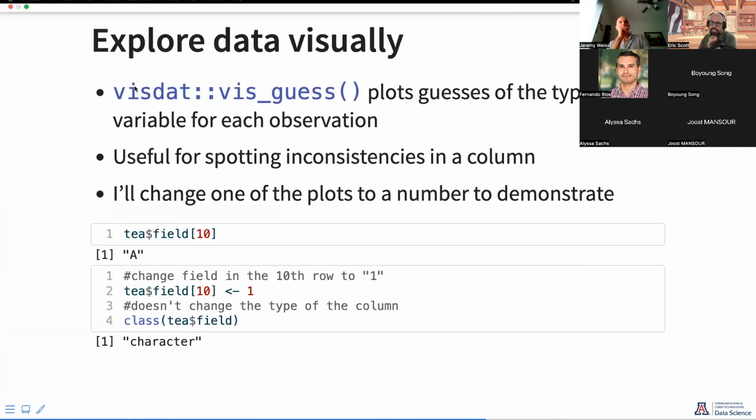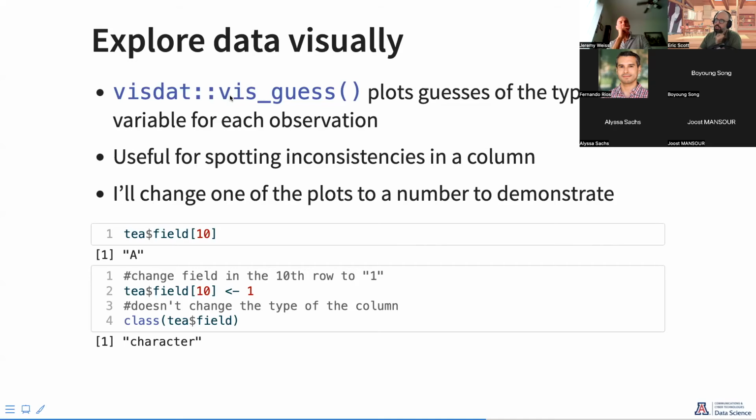Now, back to that VizDat package. There's another function in there called viz_guess. And this plots its best guess of the type of variable for every observation. And so this is different than just asking what is the column type in R, right? So R stores numbers as numeric vectors, and it stores text as character vectors. It's not doing that. It's going cell by cell, basically, and asking, could this be a number? Could this be a date?